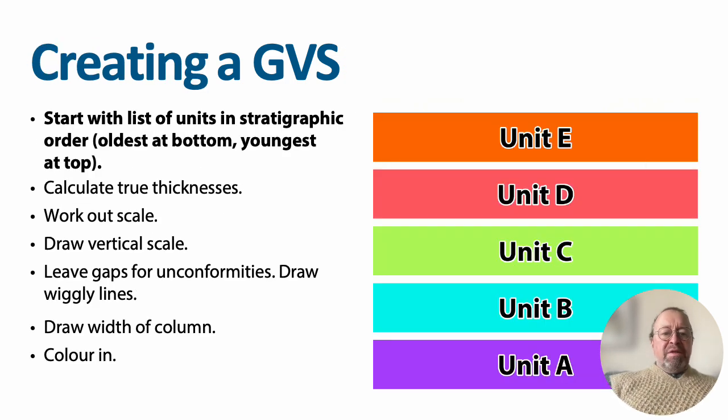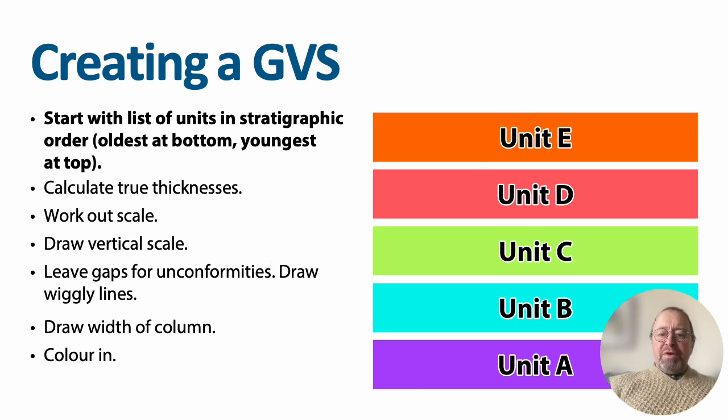So in a very simplified form, you would stack up, you'd figure out which order your different units have been deposited in. In this case, A is the oldest one and E is the youngest one. And then we have to try and scale the diagram to put a vertical scale on the side so you can see how thick each one of them is. And we tend to then also leave a gap for unconformities, for missing time.